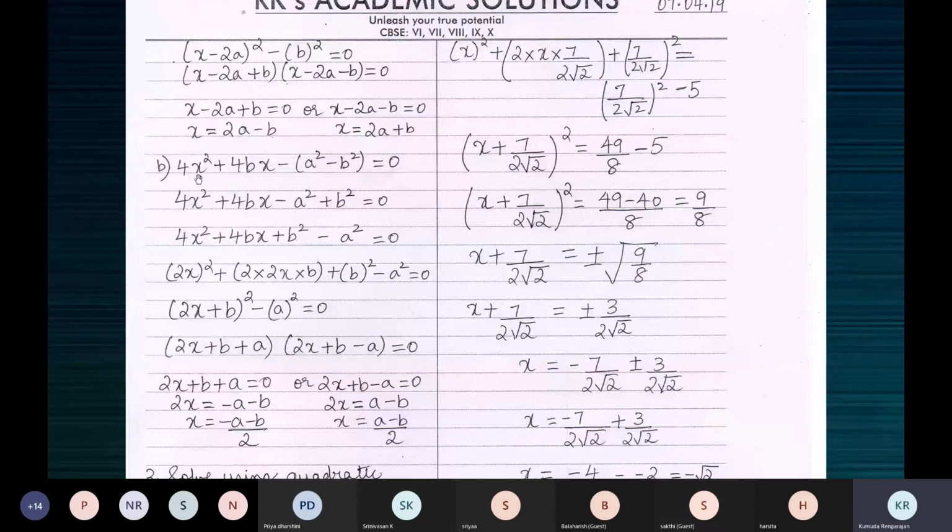So see here. 4x square, again the heading is solve for x, so you're free to use any method. 4x square plus 4bx minus of a square minus b square is equal to 0. So let's open up the bracket by multiplying the minus sign within. So we have minus a square plus b square is equal to 0.